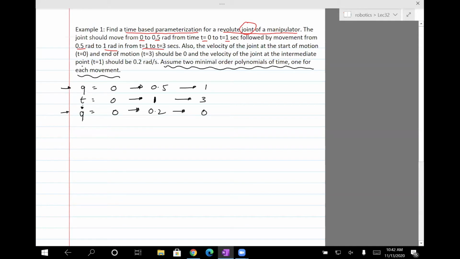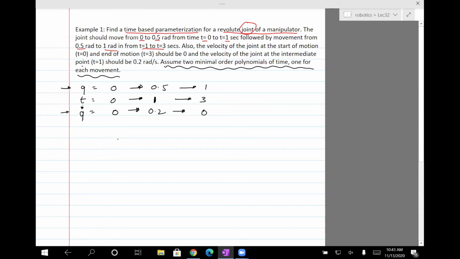When we say minimal order polynomials, it means that you just find the right order. So if you have, for example, the past problem where we took that straight line motion, we assumed it to be a straight line or first order polynomial. A second order polynomial is not the minimal one, but a first order is, so it just satisfies all the conditions. So minimal order means the minimum order you need.